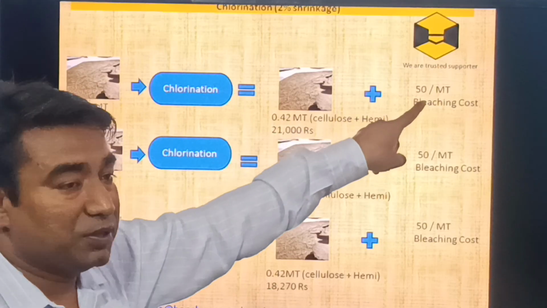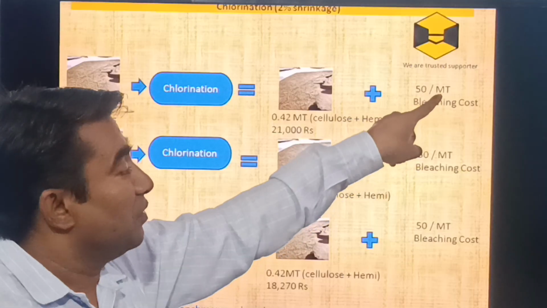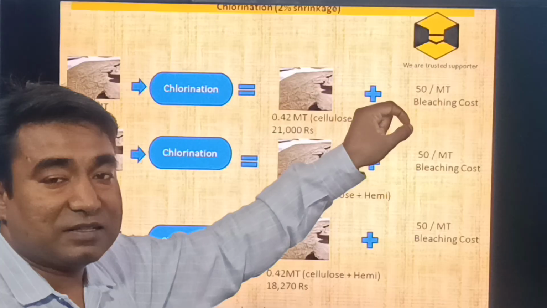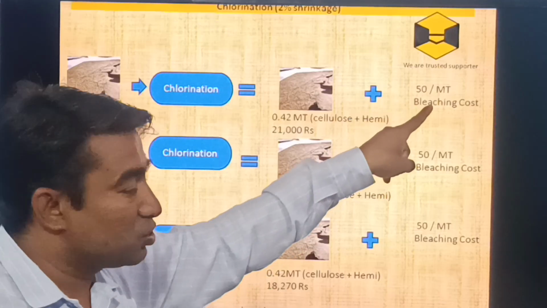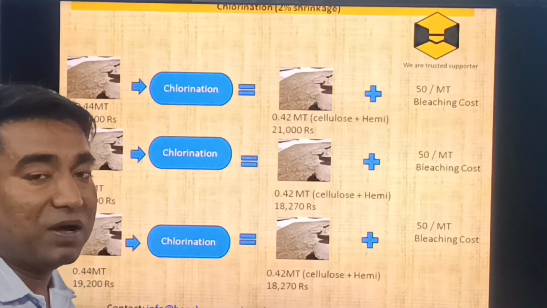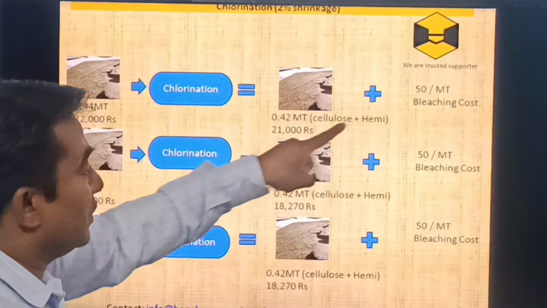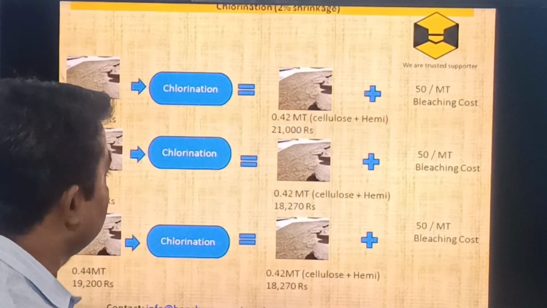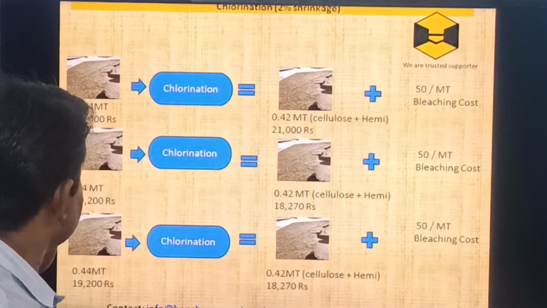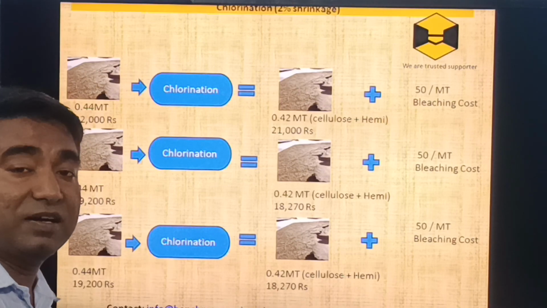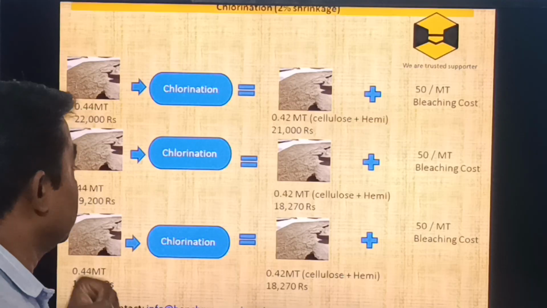And the bleaching cost, because for the chlorination, chlorine is the lowest possible cost, but it has an adverse effect on the pulp and its costing. So the bleaching cost is only 50 rupees per metric ton, but the shrinkage is more. And all the chemical which was coming along with the pulp has been converted into respective NaCl.